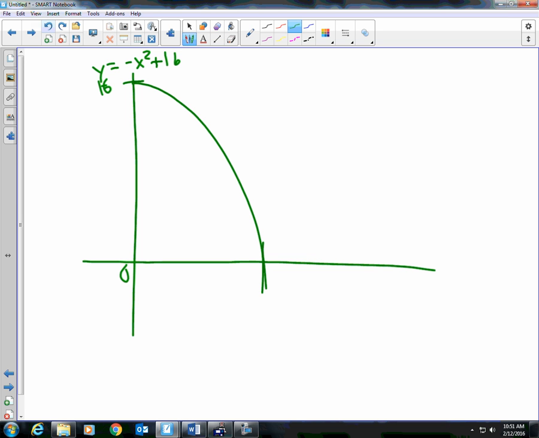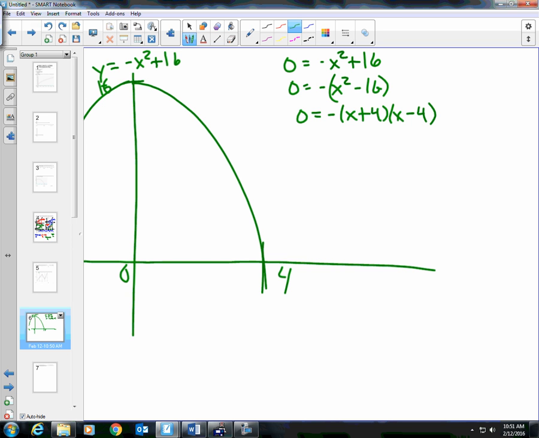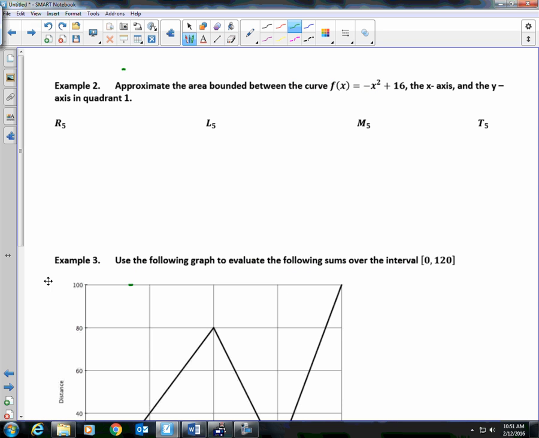How'd you get 4? Yeah, you take 0 and set it equal to negative x squared plus 16. Factor out the negative. So this has x-intercepts of negative 4 and positive 4. We're looking for the positive 4. So our interval is from 0 to 4. Those are things you need to be able to think through if you're given a problem like this.